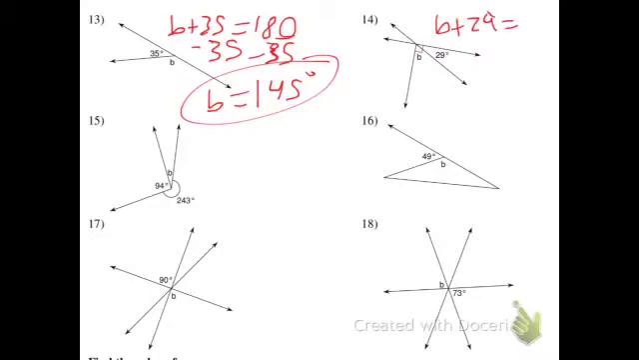On 14, these two guys add up to make 90 degrees, so B plus that 29 degree angle has to equal 90 degrees. So you just have to subtract 29 from both sides of our little equation here to figure out what B is. B is going to be 61 degrees.